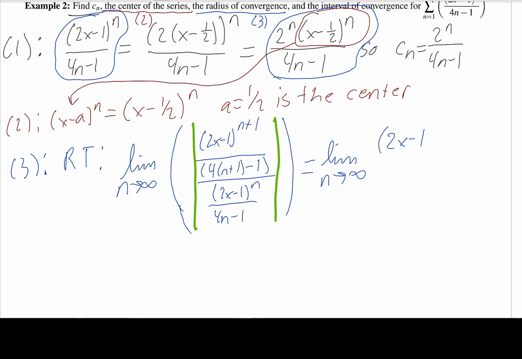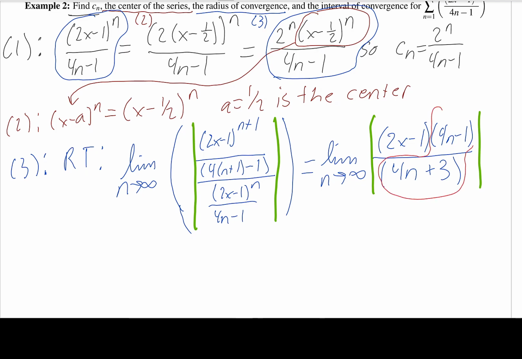And then we'll also need to multiply by 4n minus 1. And then we'll be left with, on the bottom, 4 times n plus 1, so it's 4n plus 4 minus 1. So this is 4n plus 3. And of course, take an absolute value. So the important thing to notice here, and this time I'm not going to write out the math, is just that this part is going to go to 1.